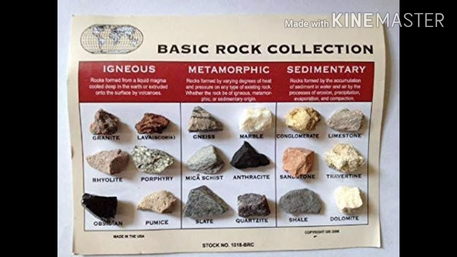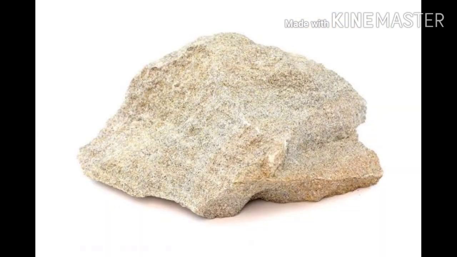Now, we will discuss sandstone. Sandstone is a clastic sedimentary rock composed mainly of sand-sized mineral particles or rock fragments or organic material. Most sandstone is composed of quartz or feldspar. Both are silicates, and they are the most resistant minerals to weathering processes at the earth's surface.